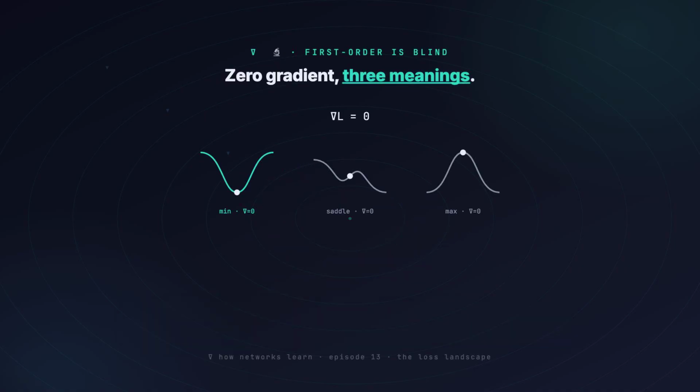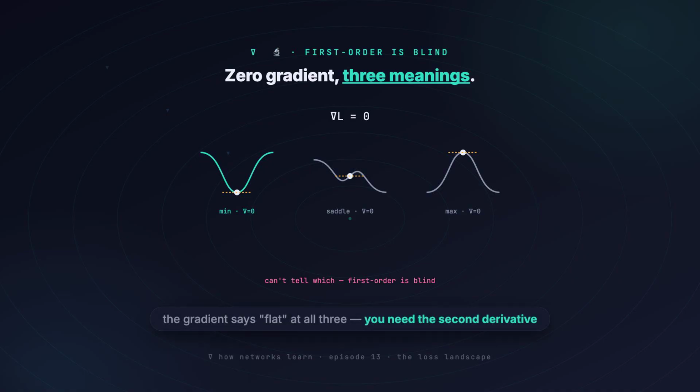So if the gradient is zero at a minimum, and zero at a saddle, and zero at a maximum, how do you tell them apart? You can't from the gradient. First order information is blind here. You need the second derivative. In one dimension, that's just curvature. Positive means a cup that holds water, negative means a dome. In many dimensions, the curvature becomes a matrix, the Hessian, and the numbers that matter are its eigenvalues. Each eigenvalue is the curvature along one special direction. Read the signs of those eigenvalues, and the critical point confesses exactly what it is.